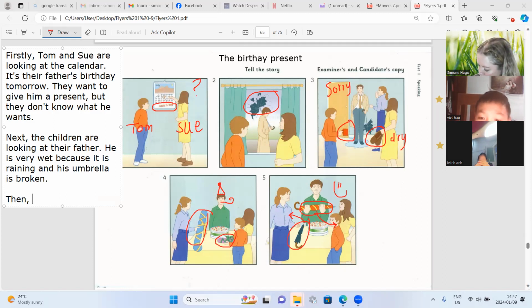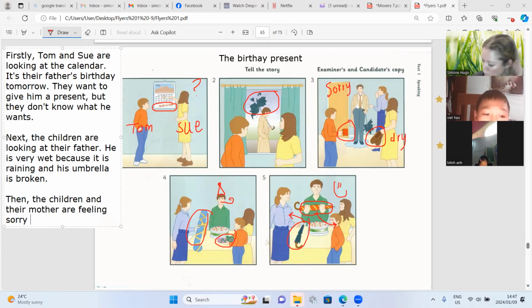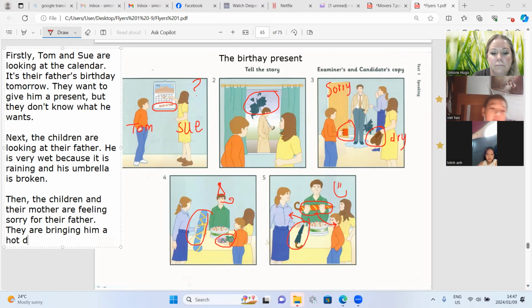Then the children and their mother are feeling sorry for their father. Okay, what are they giving him? They are bringing him a cup, and dry shoes.